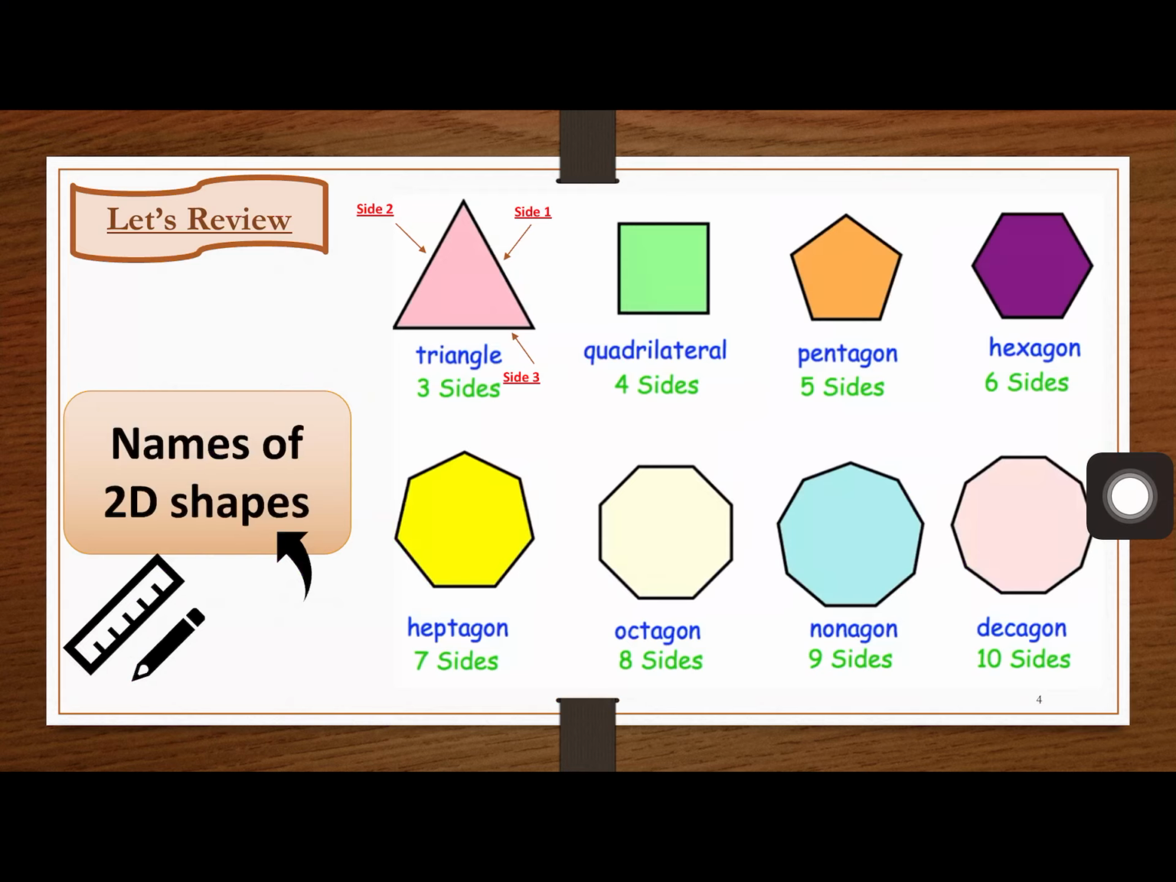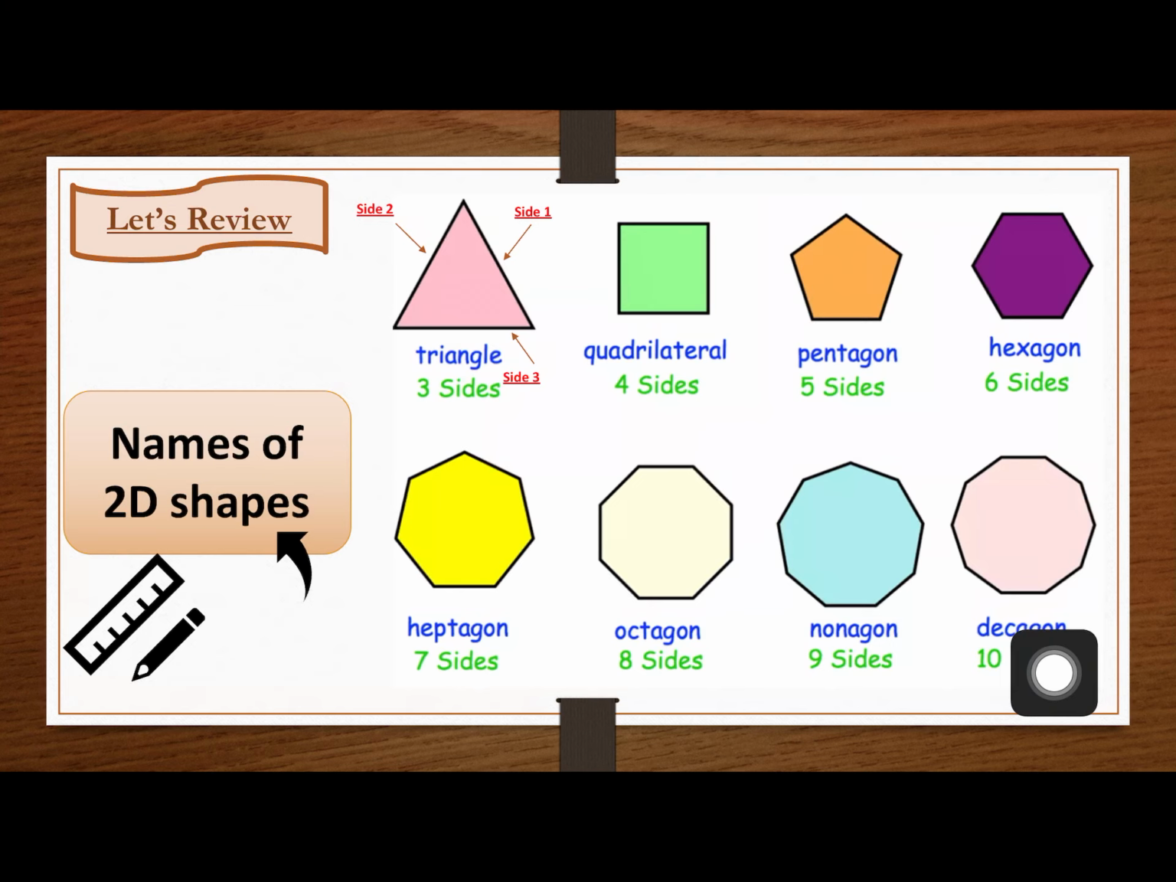So let's review the names of 2D shapes first. When we have a 3-sided shape, it is a triangle. 4 sides is a quadrilateral. 5 sides is a pentagon. 6 sides is a hexagon. 7 sides is a heptagon. 8 sides is an octagon. 9 sides is a nonagon. And 10 sides is a decagon.